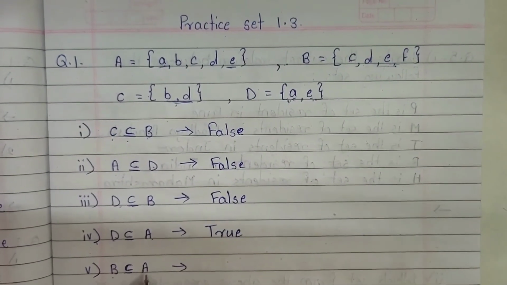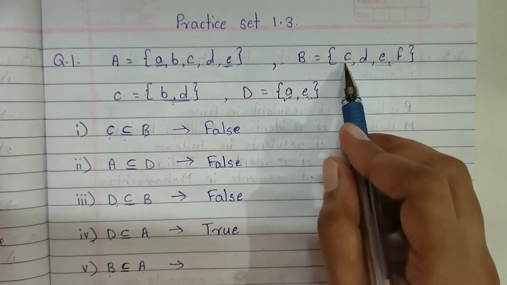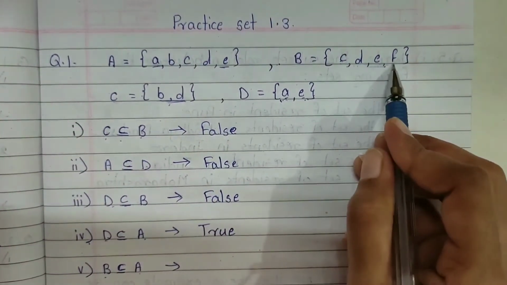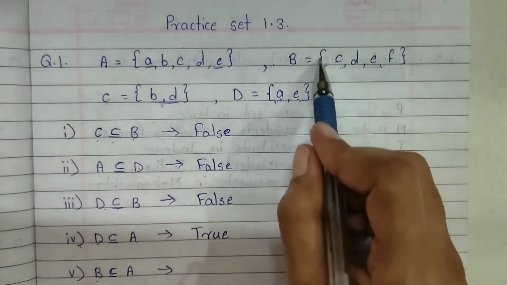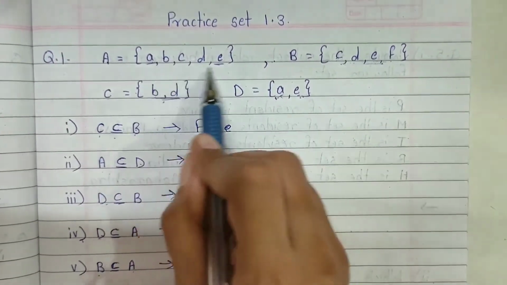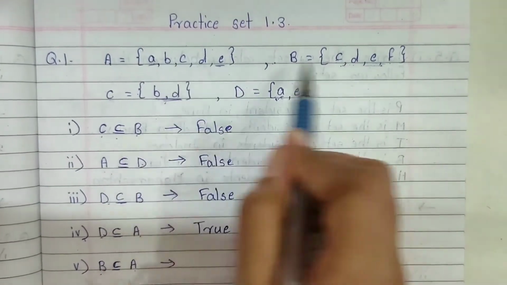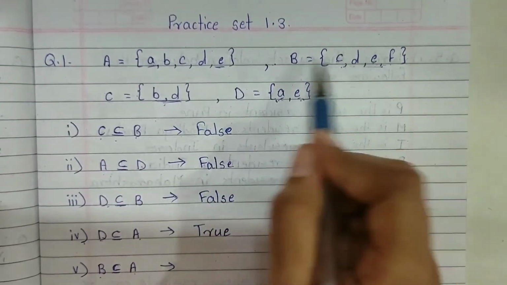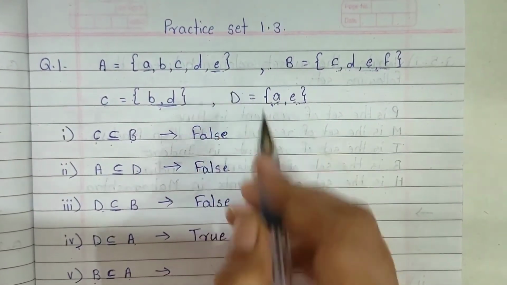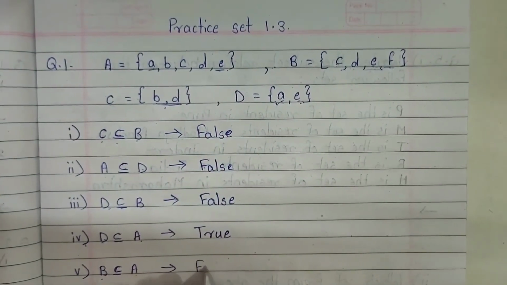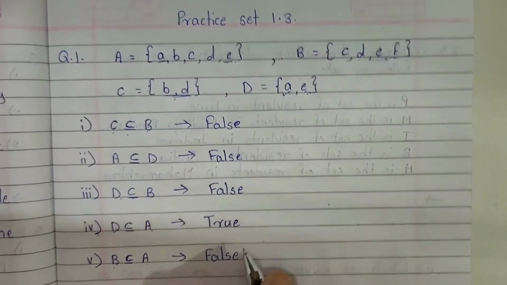Next one. B is a subset of A. B contains elements C, D, E, F. Check whether all elements of set B are present in set A. C is there, D is there, E is also there. This F is not present in set A. So the statement is false.